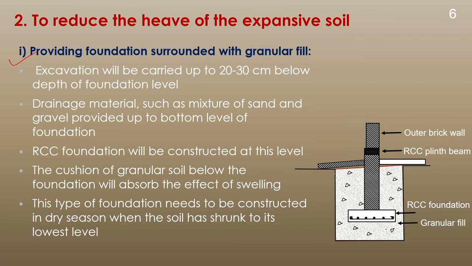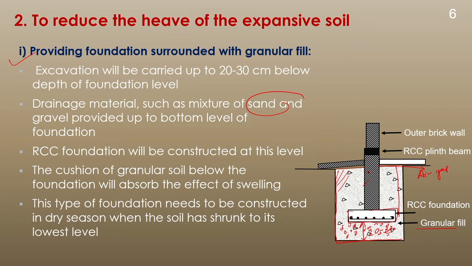So, in this case, what we have to do is excavate a trench up to 20 to 30 centimeter below the base of the footing. So, we need to excavate extra soil, more than 20 to 30 centimeter below the depth of the foundation layer. Then in this zone, we need to provide some drainage material, which will be made of sand and gravel. So, this mixture of sand and gravel, or the granular fill, will be provided here. Now, once we provide this granular fill, then we need to construct the RCC foundation over here, and we need to keep some space, an air gap here, to allow the soil to swell if swelling occurs.